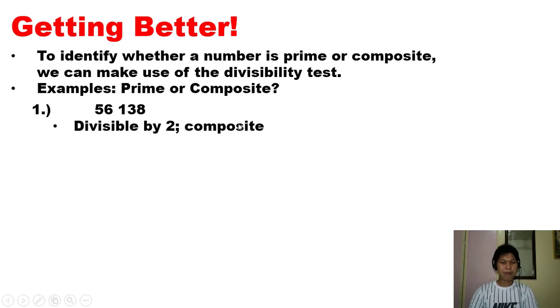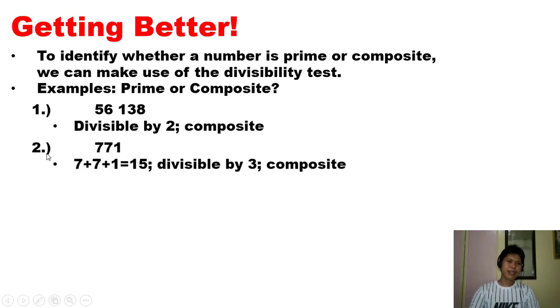So, we have prime or composite. We have 56,138. So, first, ganun pa rin. Divisibility test for 2, 3, 5, and 7. Okay, pwede rin 11, 13, okay, and so on. So, let's start with divisibility test by 2. Klarong-klaro, it's an even number, so divisible by 2, composite na kagad.